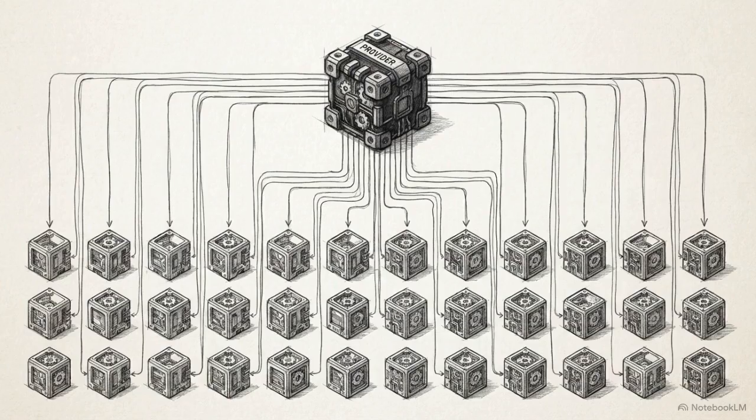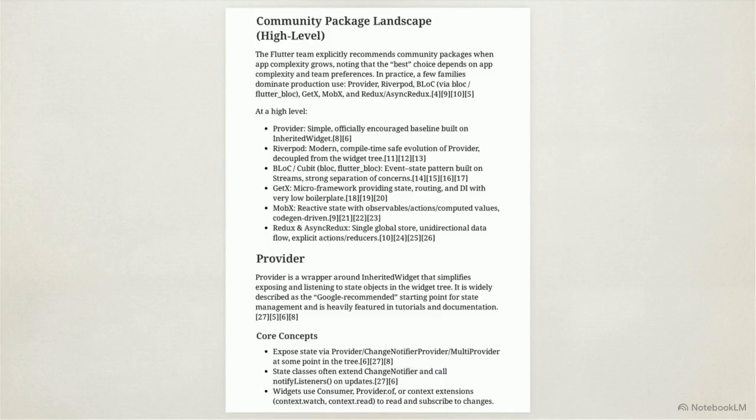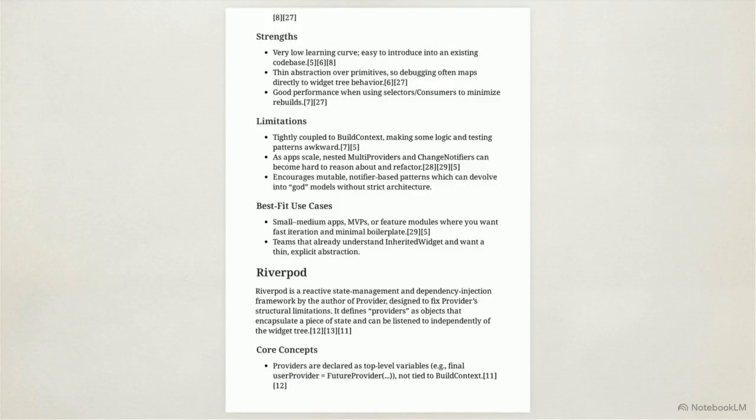We start with Provider. It remains the official Google-recommended starting point for developers learning how to share data across the widget tree. As this documentation shows, Provider is the simple, officially encouraged baseline built directly on top of Flutter's native inherited widget. Provider requires very little boilerplate code, but carries an architectural flaw when scaling massively. It's tightly coupled to the build context. Data only passes downward hierarchically, making complex logic and testing awkward as applications grow, and you end up with deeply nested providers.